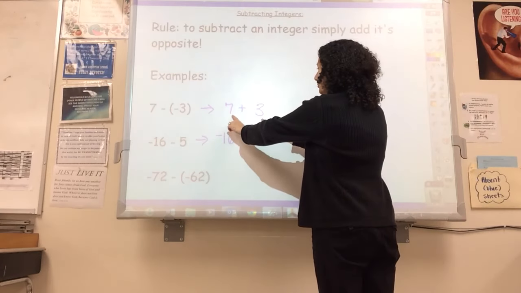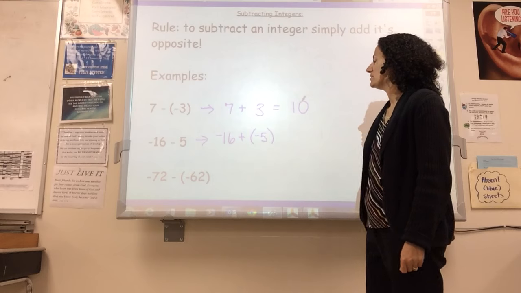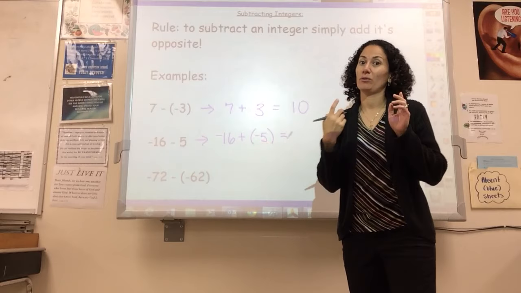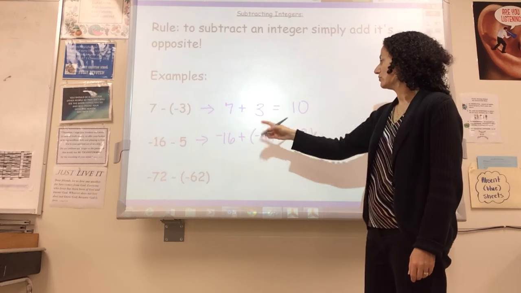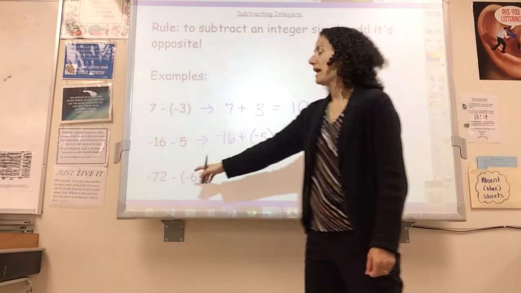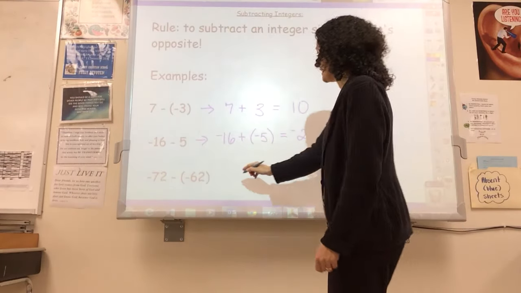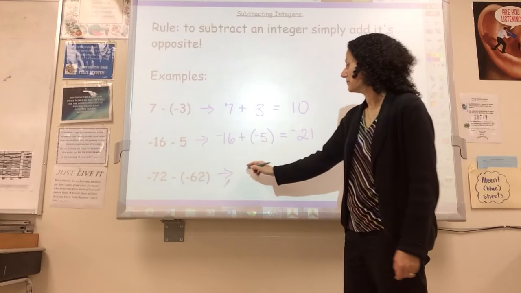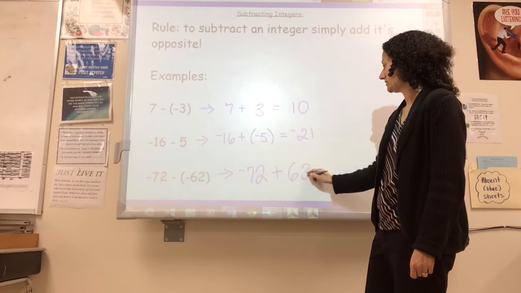We already learned when you have two positives, you add them and you keep the sign. Positive and a positive, that means you add 7 and 3 and you get positive 10. If you have a negative and a negative, you also add. So we're going to add 16 and 5 to get 21. And if they're both negative, the answer is going to be negative. So again, when we see subtraction, all we're going to do is add the opposite. In this last example, negative 72 minus negative 62 is going to become negative 72 plus positive 62.